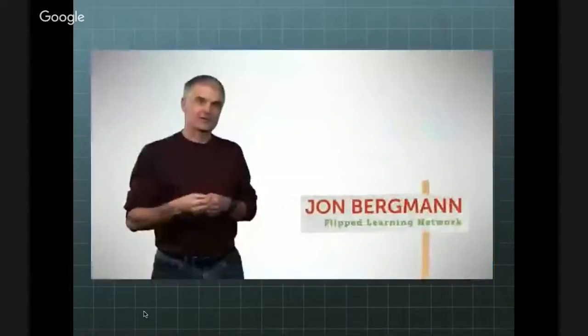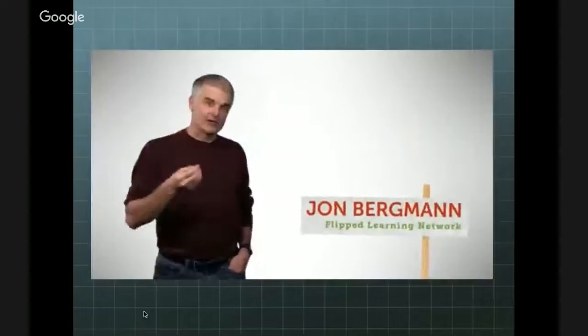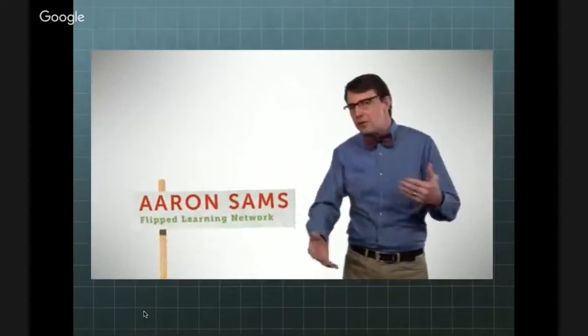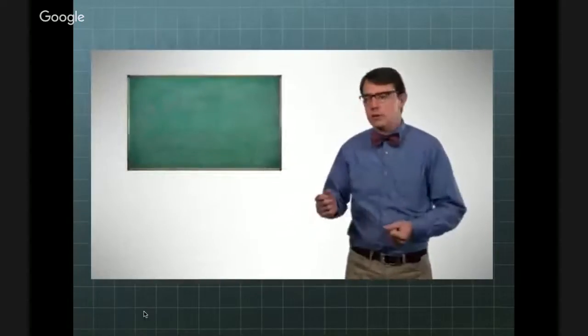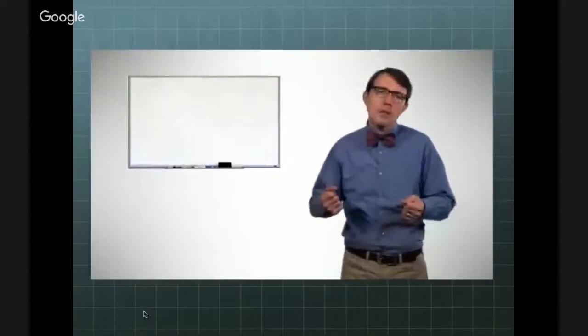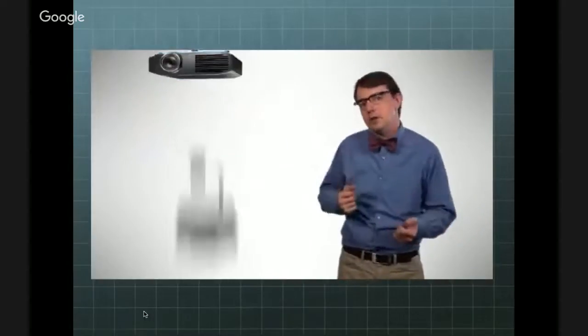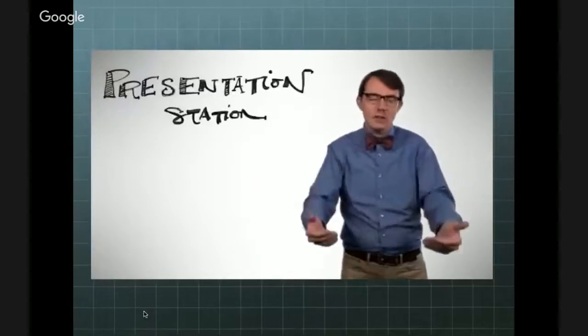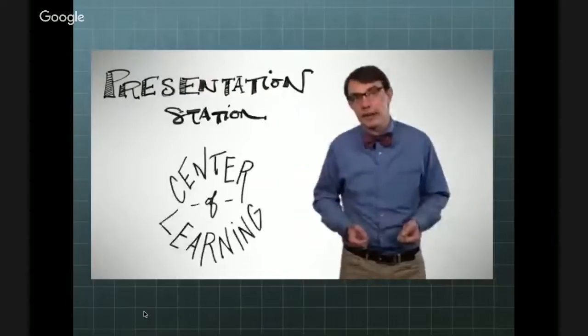The flipped class requires us to fundamentally rethink two important aspects of education: space and time. So let's talk a little bit about space. If you think about the way classrooms have been set up traditionally, they had a chalkboard in the front of the classroom. Then those chalkboards became whiteboards, and then those whiteboards became overhead projectors, which then turned into LCD projectors that we hung on the ceiling. But really the classroom in all of those situations is a presentation station. It's not a center of learning.